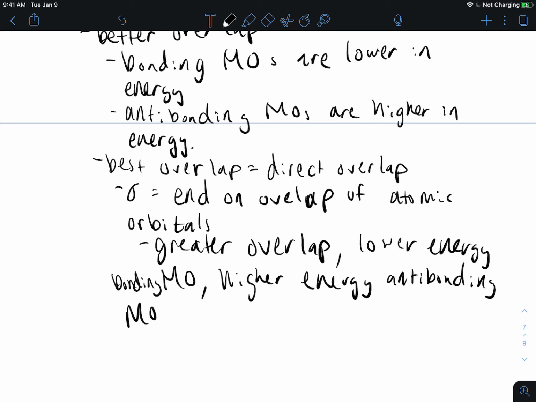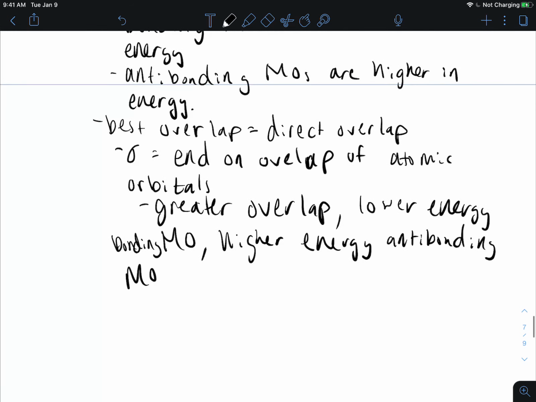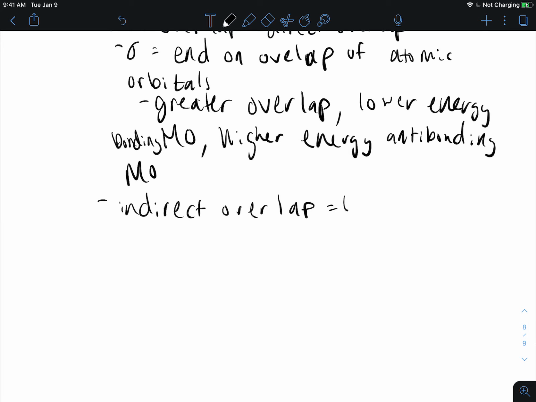So those sigma bonds are going to have a bigger gap in energy between the bonding and the antibonding versus our indirect overlap, our pis. So indirect overlap is less efficient overlap, not as great of a lowering of the bonding and raising up of the antibonding.